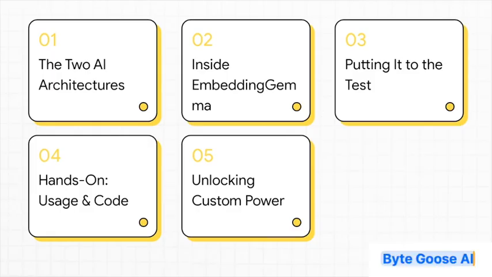So, here's what we've got on tap. We're going to start with the fundamentals, that big choice between encoder and decoder architectures. Then we'll get right inside EmbeddingGemma itself. After that, we'll see how it stacks up on the leaderboards, walk through some actual code, and then, for the really fun part, we'll unlock its true potential with custom fine-tuning. Let's get right into it.